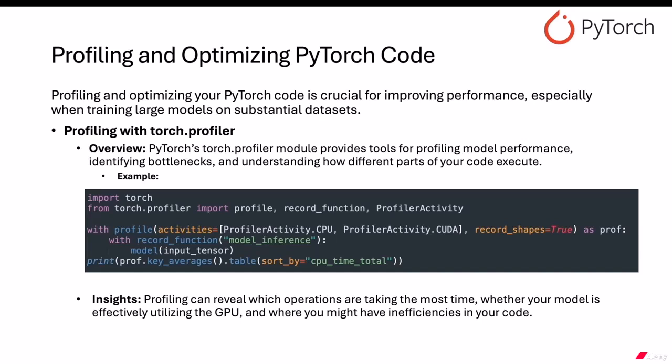Import torch, from torch.profiler import profile, record_function, and ProfilerActivity. With profile, activities equal to ProfilerActivity.CPU, ProfilerActivity.CUDA, and record_shapes equal to True as prof, with record_function, model_inference, model input. Print prof.key_averages().table, sort by cpu_time_total.